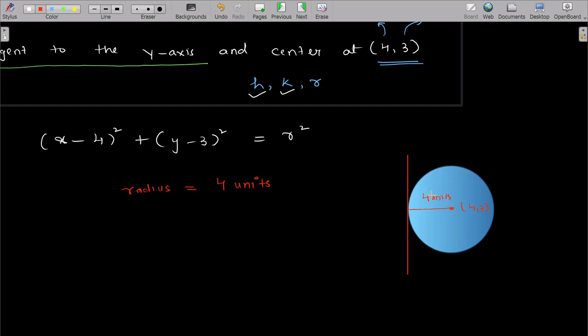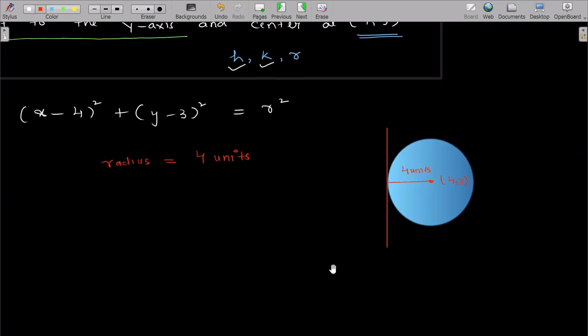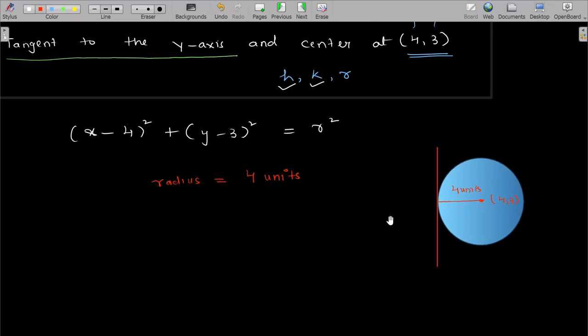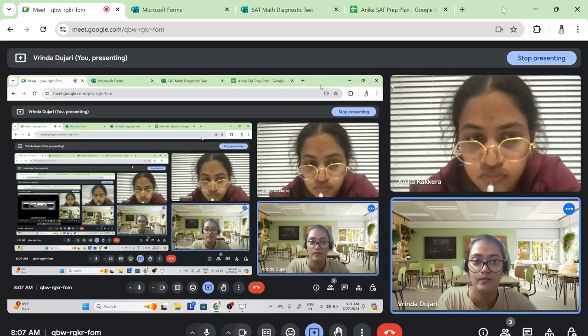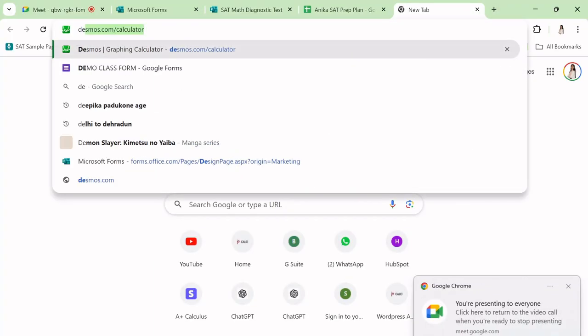Okay, the y value. Now if you try to draw this circle, I'm going to draw this circle first. I'll show you the equation. So the equation is x minus 4 whole square plus y minus 3 whole square is equal to 16. First I will draw the circle on Desmos, and then you will understand why it is not the y value. Let me take you to Desmos.